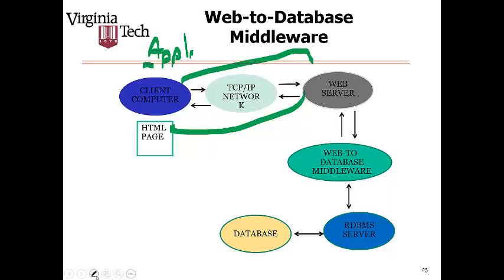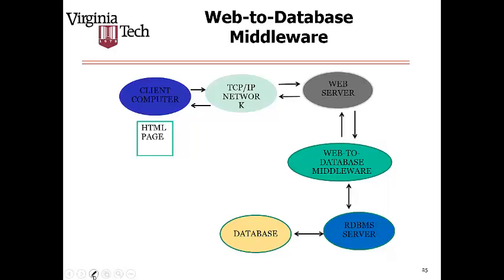Let me see if I can run through this in a series of nice little steps with a series of different colors. We'll start red and go green. All right, so it starts like this. The client computer makes a request to the web server for the applet. The web server sends back the applet.